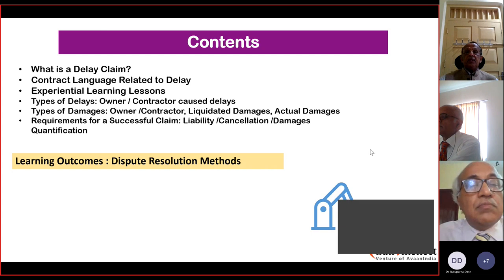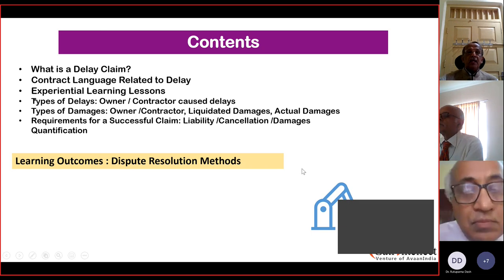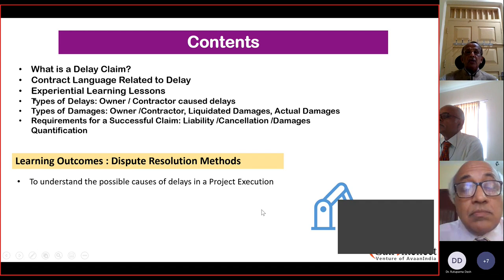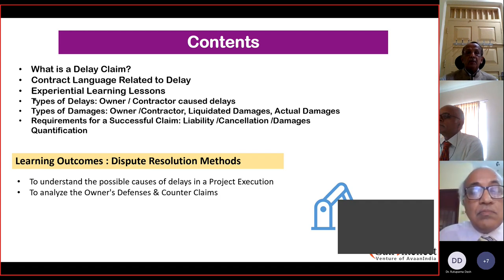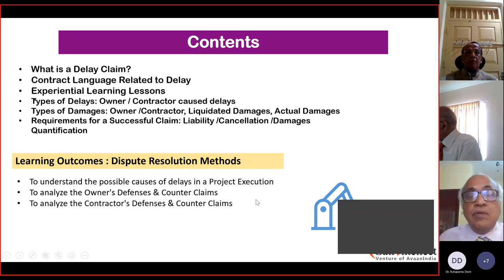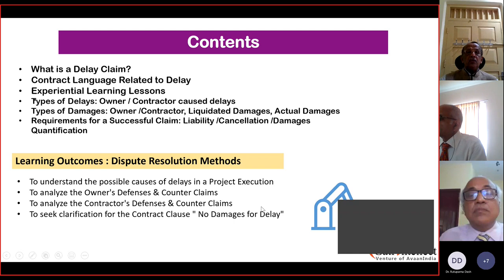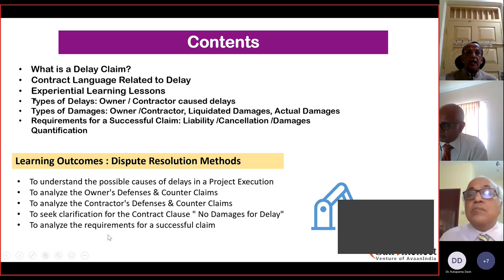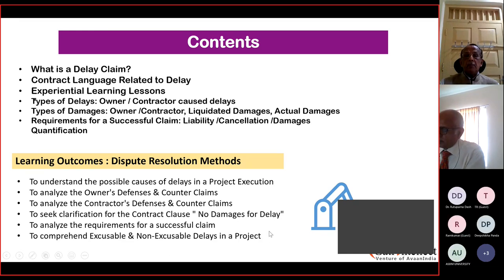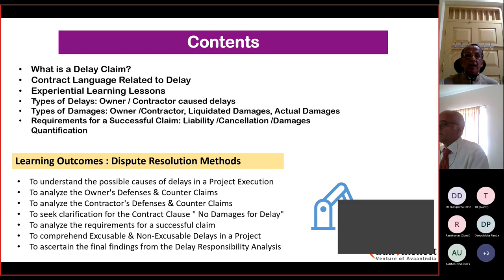For easy understanding, I'm showing the learning outcomes as well: to understand the possible causes of delay in project execution, to analyze the owner's defenses and counterclaims, to analyze the contractor's defenses and counterclaims, to seek clarification for the contract clause, no damage for delay, to analyze the requirements for a successful claim, to comprehend excusable and non-excusable delays in a project, and to ascertain the final findings from delay responsibility analysis.